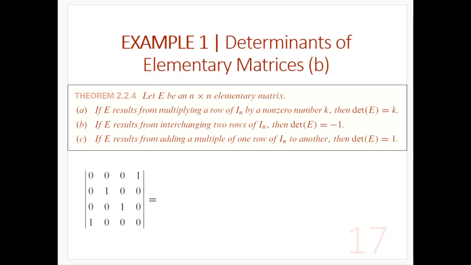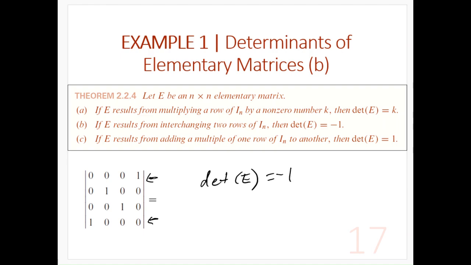So in the next one, part B of theorem 2.2.4, it says if E results from interchanging 2 rows of an identity matrix, then the determinant of E equals negative 1. So let's look at what in the world did we interchange. So it looks like this first row and this last row of the identity matrix were interchanged to get this elementary matrix. And so then it's telling us that the determinant of E then equals -1.